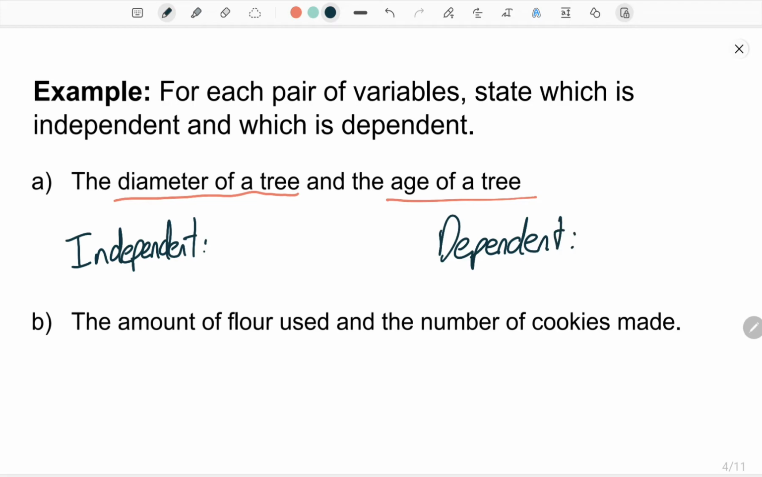Well, what do we need? We need to figure out which of them would come first, or which one would be affected by the other one. In this case, if we think of it as a tree gets older, the diameter of the tree would grow. I mean, the age is what is causing the diameter to get larger. And so that's actually going to mean the age is our independent variable. Whereas our dependent variable, what's being affected, is the diameter of the tree.